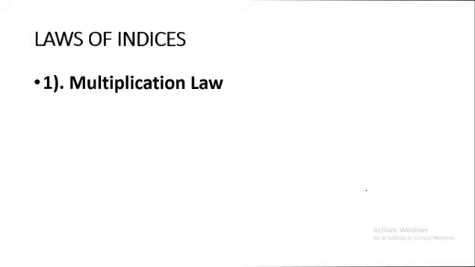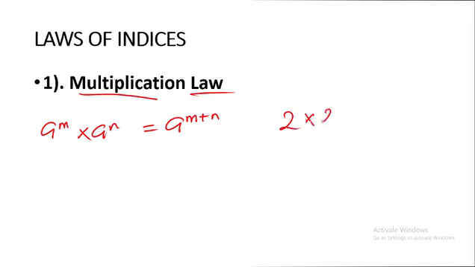So let us start with the first law of indices. It's called the multiplication law. This law states that when we have a raised to power m times a raised to power n, it's just equal to a raised to power m plus n. What do we mean? When we have 2 times 2 raised to power 2, all we need to do is just pick one of the bases. If the bases are the same, we pick one of the bases and then add the powers.